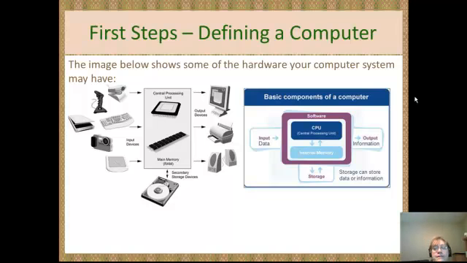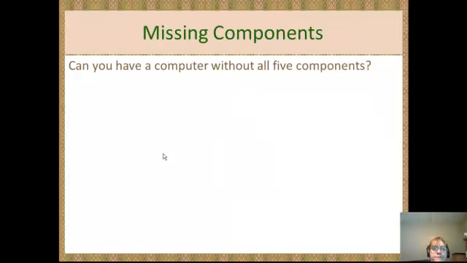So do know this pretty well. We're looking at 5 basic components of a computer. The input devices, and the output devices here, and the storage devices. Then within the processing unit itself, you have 2 parts, the CPU and RAM, internal memory, main memory. So can you have a computer without all 5 components?